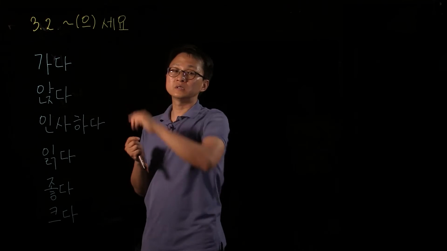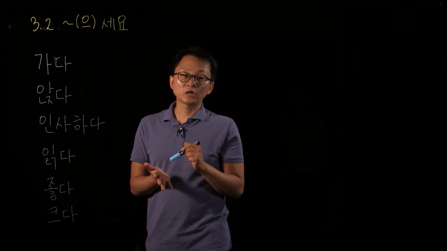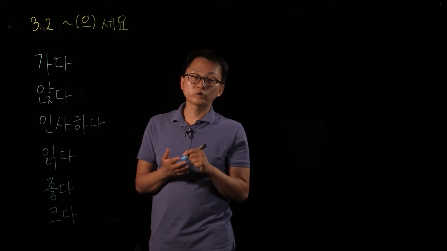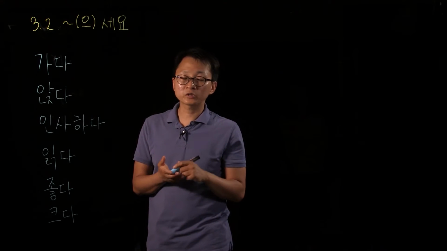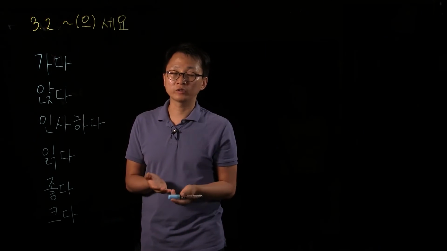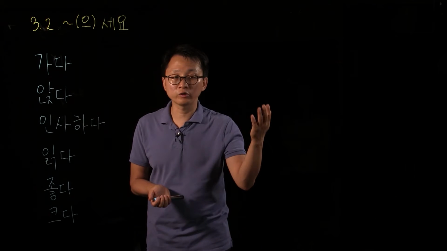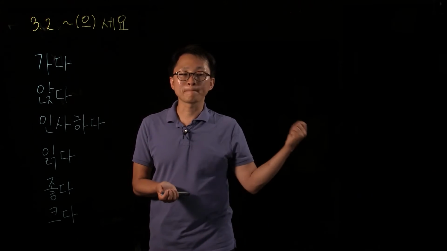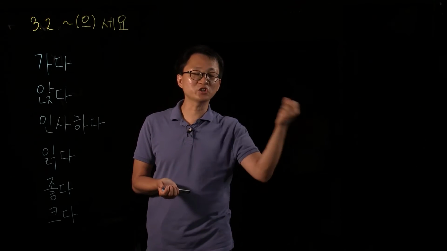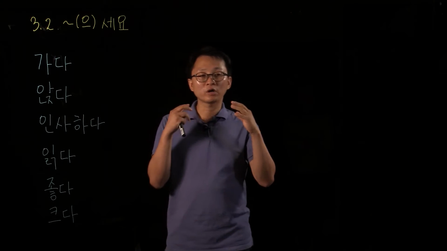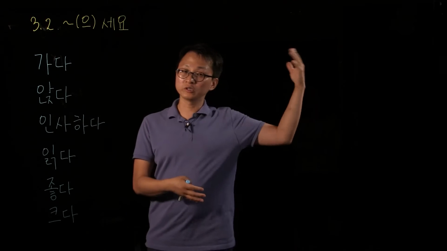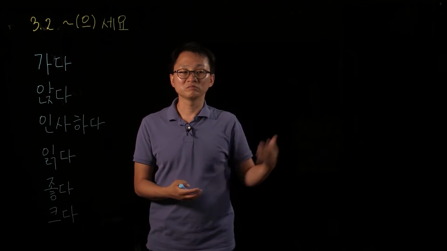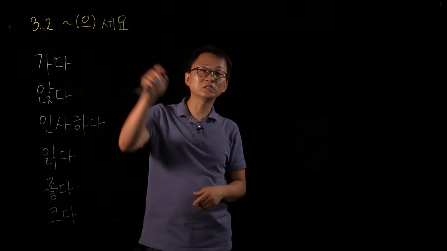Then what about 으세요? This is about the person you are talking about. So you are talking about your father. You are talking about your teacher. So when you are talking about someone who is higher than you are, then you use 으세요 form.